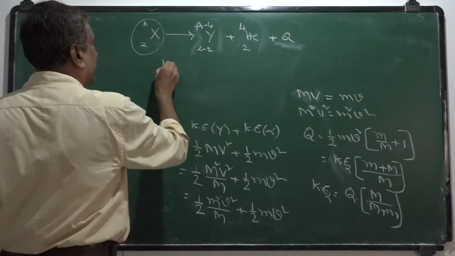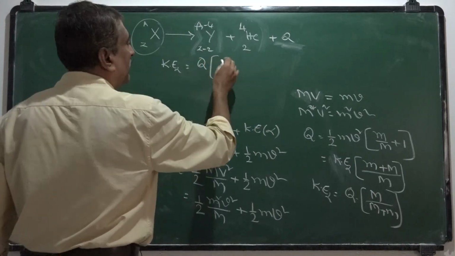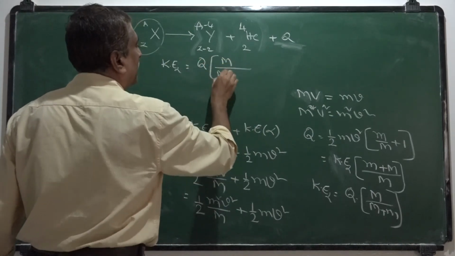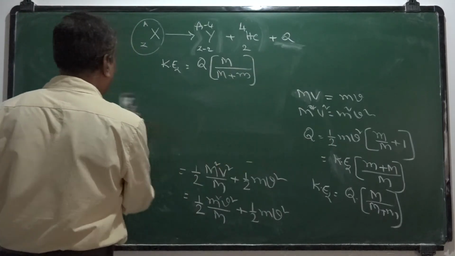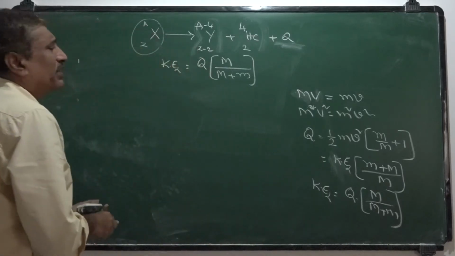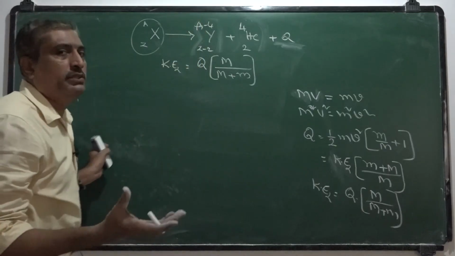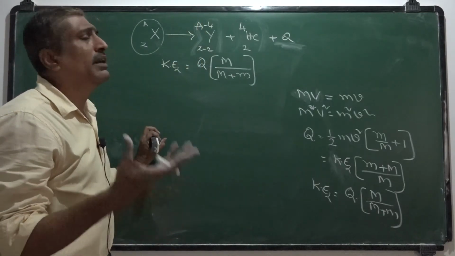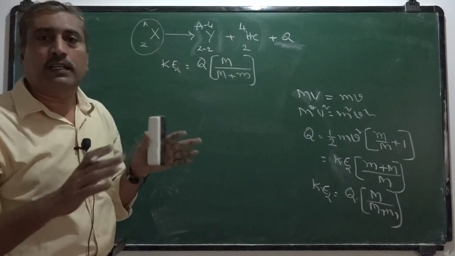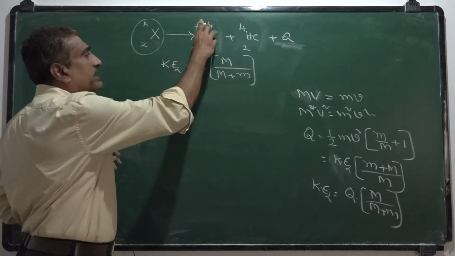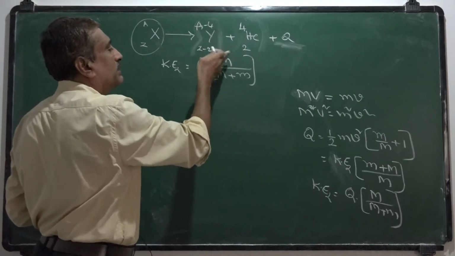What we got is the kinetic energy of the alpha particle is Q into capital M by capital M plus small m. Now replacing these masses by mass numbers, because the mass of the nucleus, the mass of the atom, whatever it is, is approximately equal to the mass number, because the electron mass is negligible. So we can take the mass of this atom equal to its mass number.